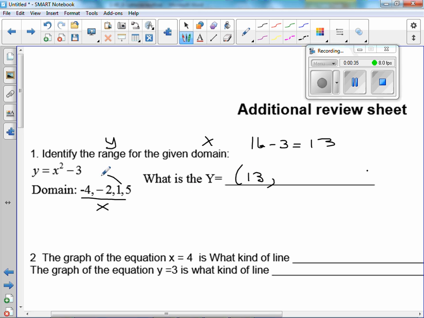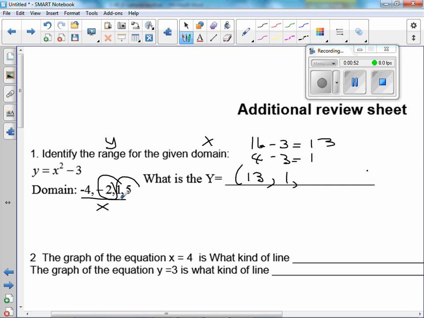So the answer would be 13 for that y. Then you also have to make -2 the x. So -2 squared is 4. So 4 minus 3 will give you 1. So the y would be 1 here.